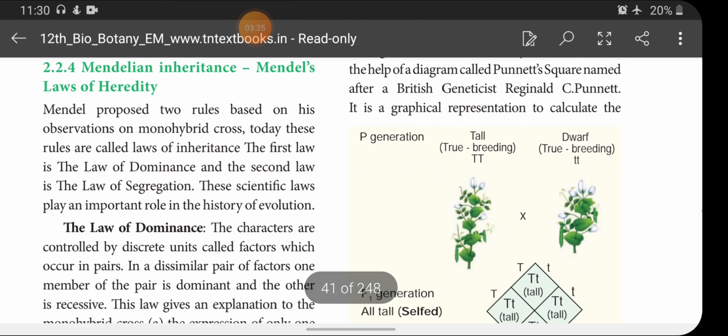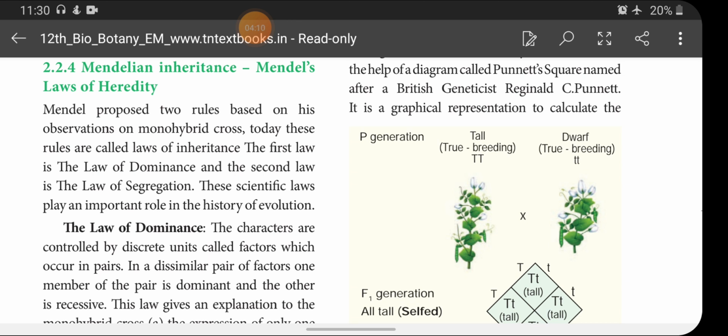Then, Mendelian inheritance, Mendel's laws of heredity. Mendel proposed two rules based on his observation on the monohybrid cross. Today these rules are called laws. The first law is the law of dominance and the second law is the law of segregation. These scientific laws play an important role in the history of evolution. So based on the monohybrid cross, Mendel proposed two laws: one is the law of dominance, another one is the law of segregation. Let's see what the law of dominance is.